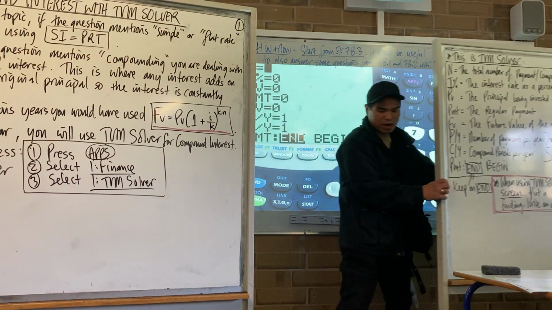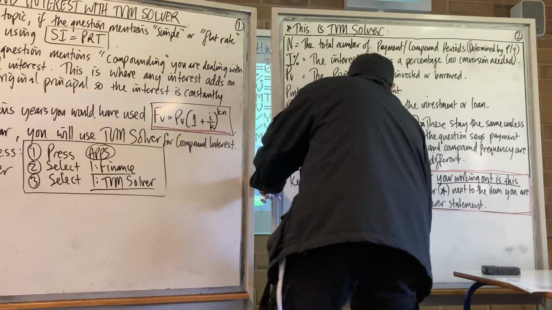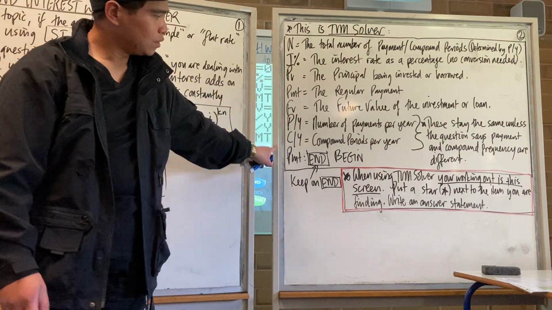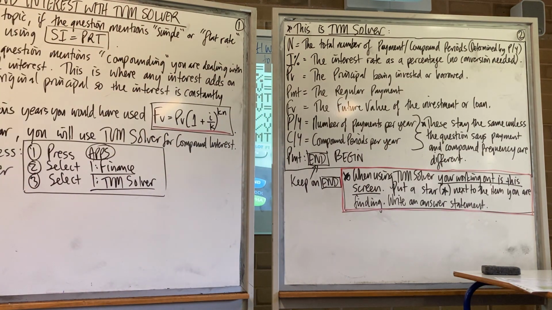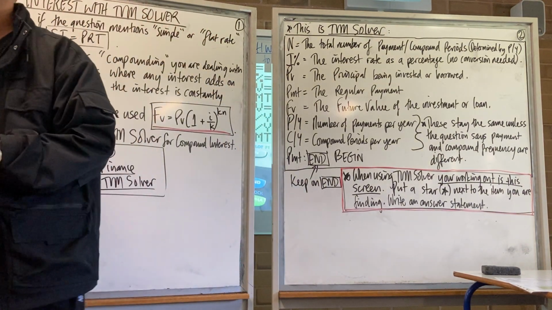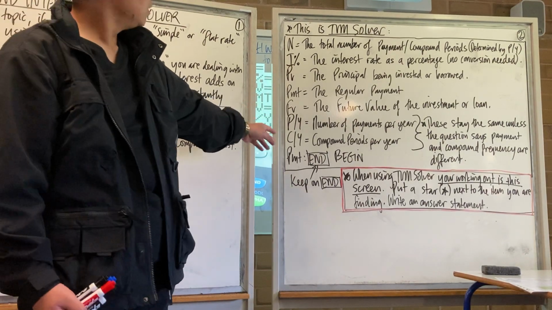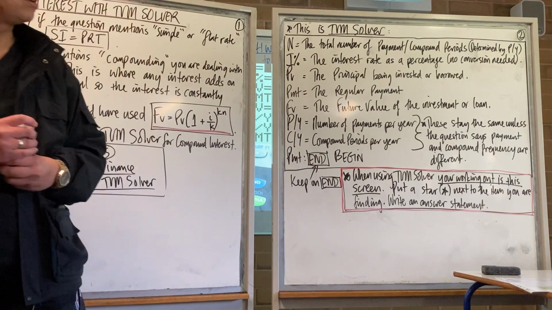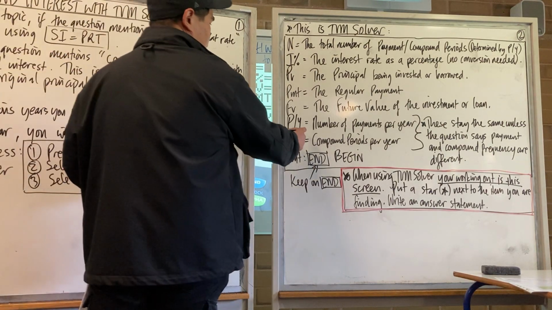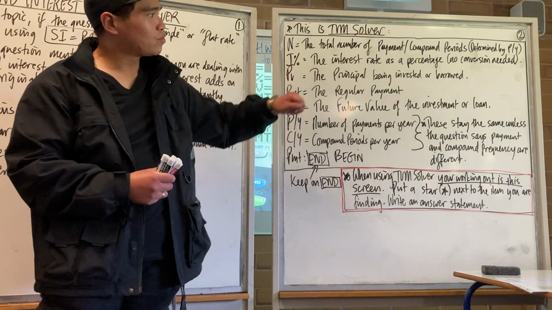So then when I press one TVM solver, you get this window. It is very important that that appears on your cheat sheet, or you try to remember as much of that as possible, because this is how the app works. N is the total number of payment or compounding periods. It is determined by whatever the number of payments per year are. I% is the interest rate as a percentage.